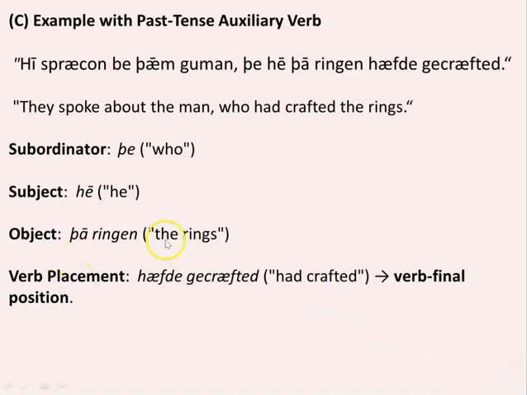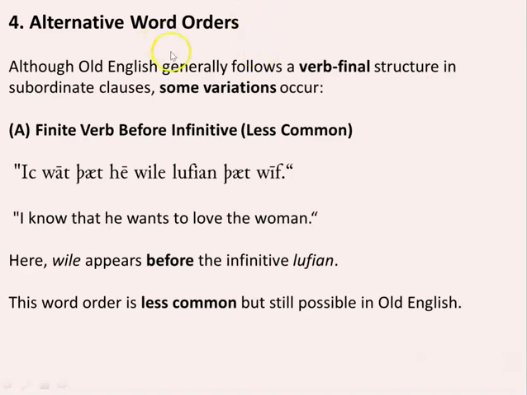Right, the auxiliary being havde. All right, alternative word orders. So do we have to place the verbs always at the end in subordinate clauses? The answer is no. There is that tendency, and we'll attempt to quantify how great that tendency is later in this video, but it doesn't always have to be the case that verbs in subordinate clauses go to the end.